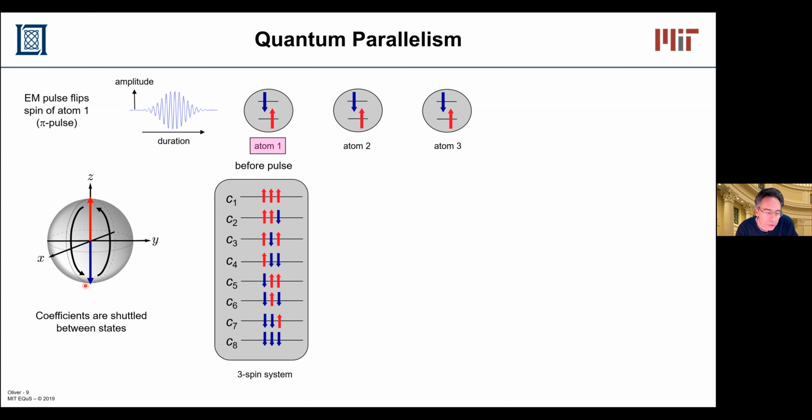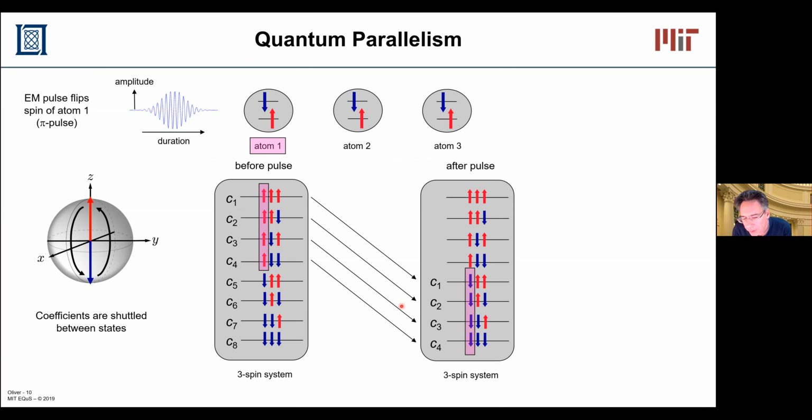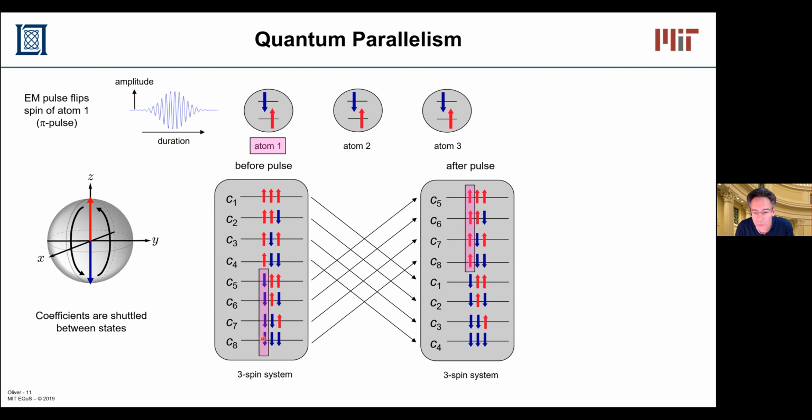So what happens when you do this is you shuttle these coefficients in your state space. And the way to think about it is the state space before and after your pulse. So let's consider the case where you have spin up on this first atom and you apply this pulse. Well, what happens is, of course, it flips to down, and those coefficients will follow it and stay there. So where the C1 and C4 was associated with spin up, C1 and C4 are now associated with spin down. You can also consider what happens to the aspects where you are spin down. Those will, of course, flip to spin up and their coefficients follow.